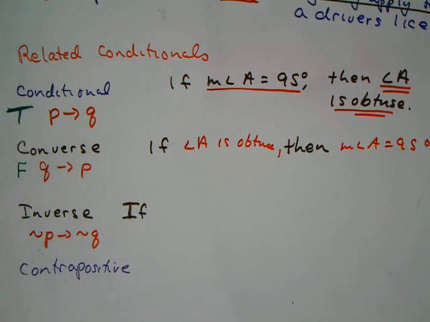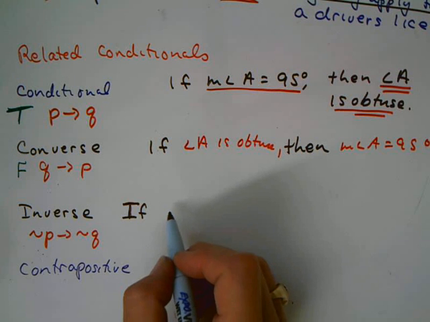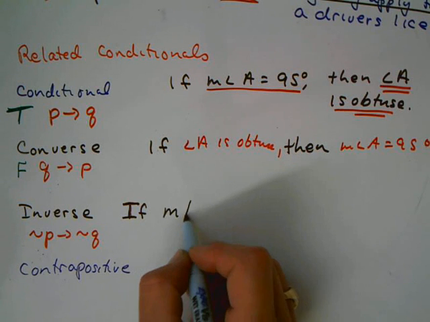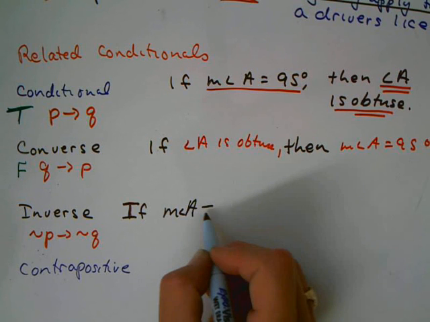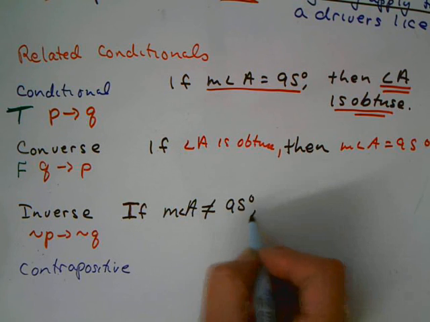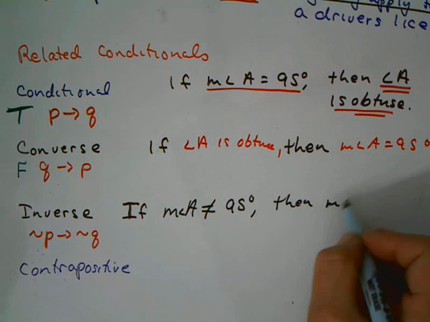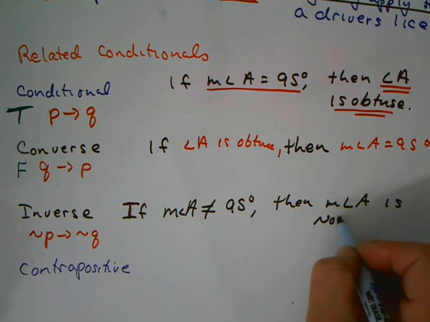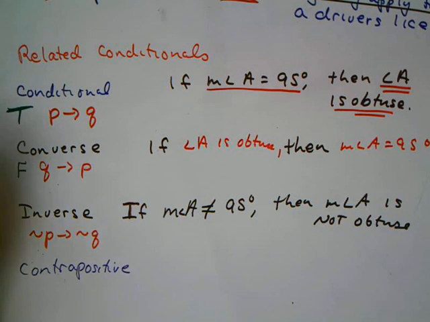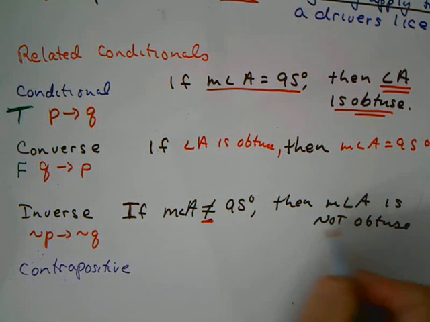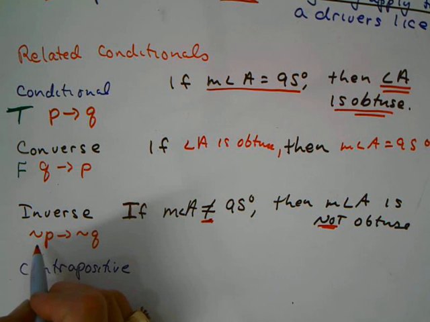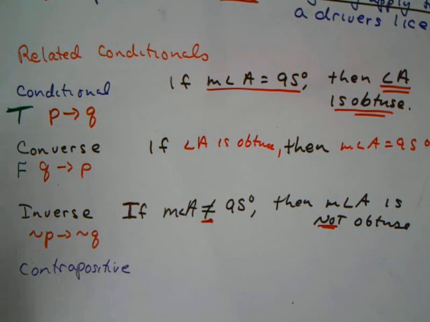Now an inverse is just like our conditional, but we're going to negate it. So here I've got if the measure of angle A. So this time, since it's an inverse, I'm going to say not P implies not Q. And what that means is I'm going to say the opposite of this. So instead of the measure of A equals 95, I'm going to say if the measure of angle A does not equal 95 degrees, then the measure of angle A is not obtuse. So notice I negated this and I negated this. So not P, and that little tilde sign means not, implies not Q.